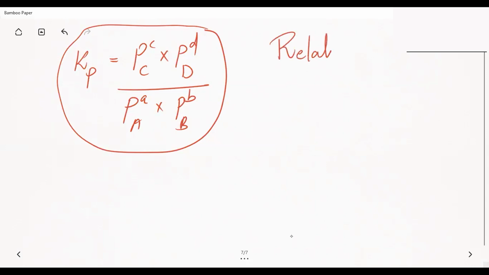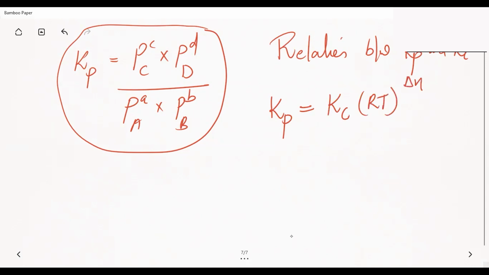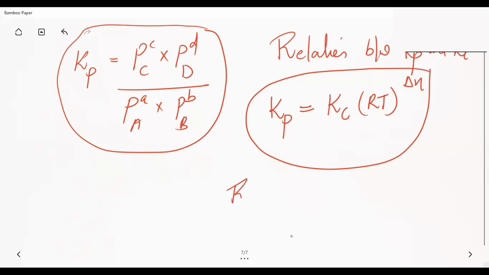Very important: the relation between Kp and Kc. Kp is equal to Kc (RT) raised to delta n. Kp and Kc are not equal. And what is this R value? R is the universal gas constant, and here T is the temperature.